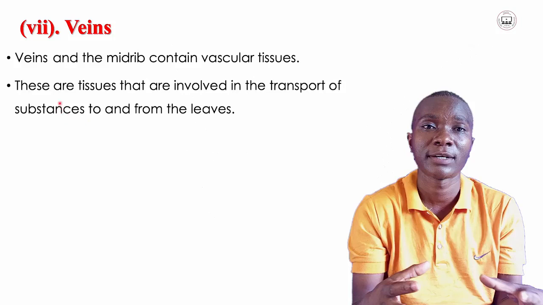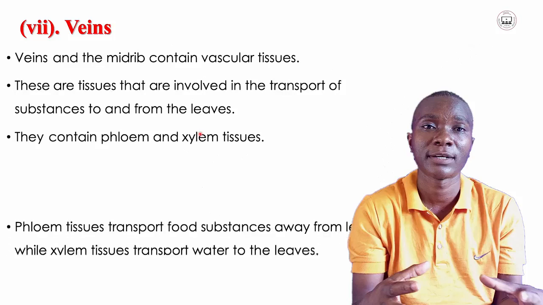So they also play a part in the leaf. These are tissues that are involved in transport of substances to and from the leaf. They are able to transport different substances to and from the leaves. They contain phloem and xylem tissues. So when we are talking of the bundles, we talk of the phloem and the xylem tissues. Then what are the functions of these phloem and xylem tissues?